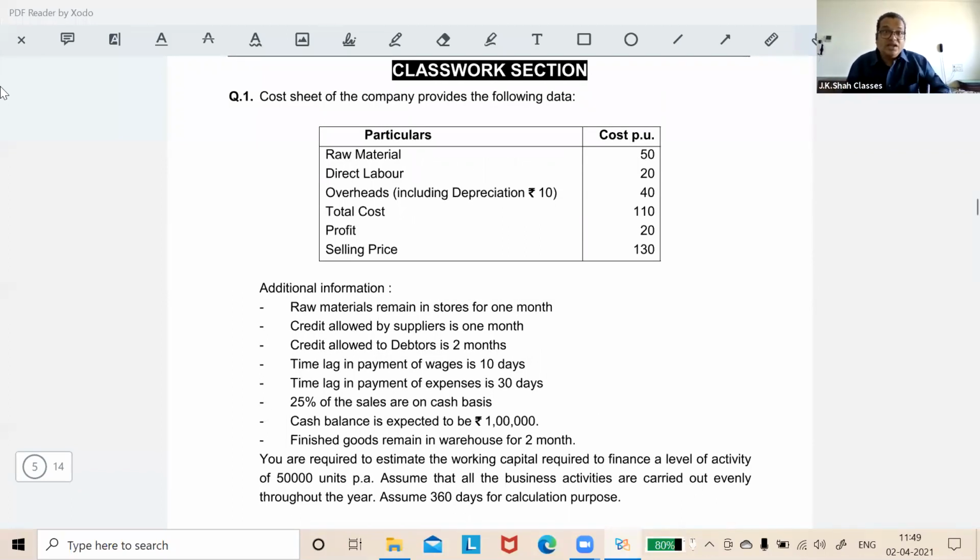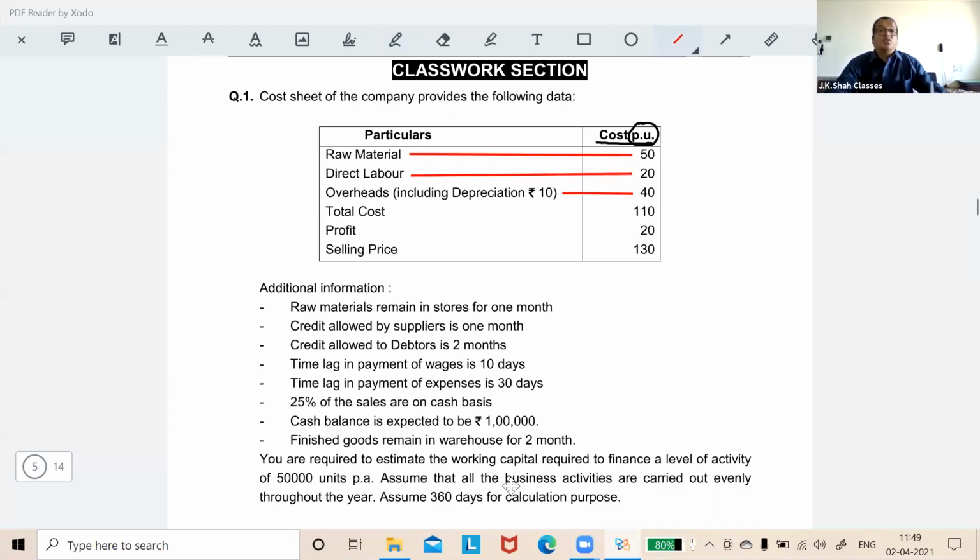So let's start, guys. Cost sheet of the company provides the following data. This is cost per unit. Don't do cost, no, this is cost per unit. Raw material cost is given, 50 rupees per unit. Direct labor is 20. Overheads are 40.